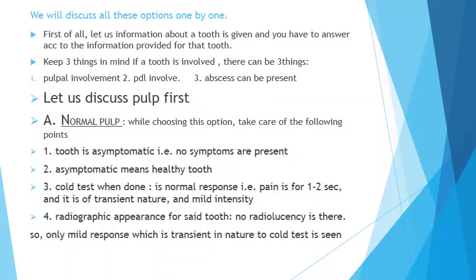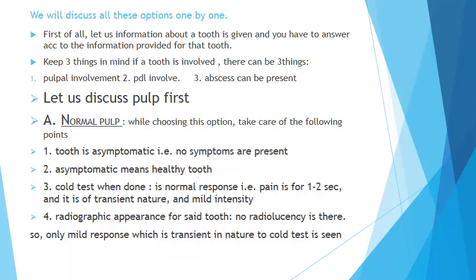So first of all, let us view the information about a tooth which is given in the case history, and we will answer according to the information. So whenever you are asked about a tooth, there are generally three things involved, and take care of those three things. There can be a pulpal involvement, periodontal involvement, and an abscess. So we will discuss pulp first.